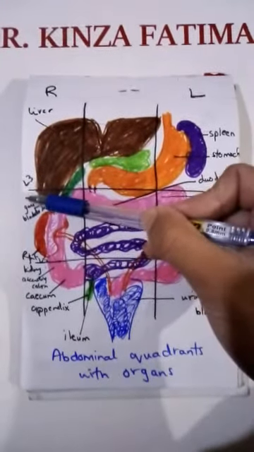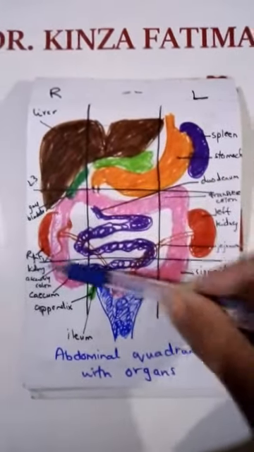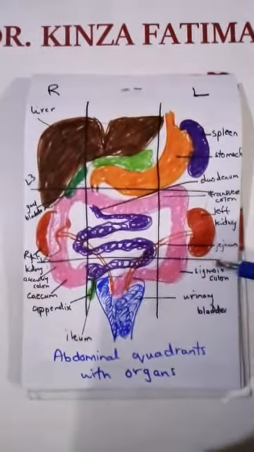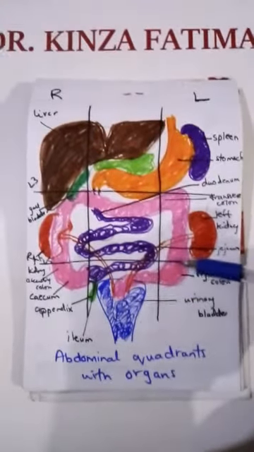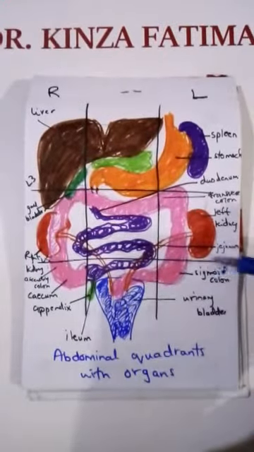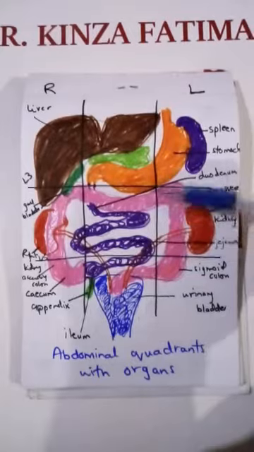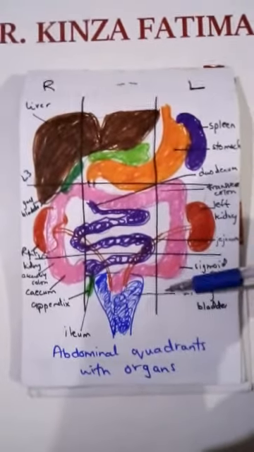Number 1 is the transpyloric plane at the level of L3, and there is a transtubercular plane that passes from the intertubercular to the ischial spines, that is the transtubercular plane at the level of L5. The 4 lines divide the abdomen into 9 quadrants.